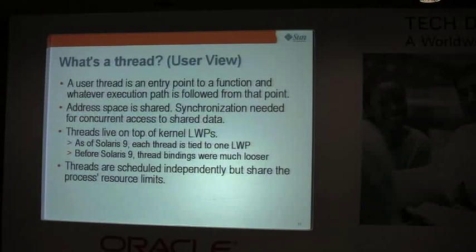The user thread is an entry point in a function, whatever execution path it's doing. So it's fairly straightforward. Threads live on top of kernel LWPs. In Solaris 9 and going forward, each LWP has its own kernel thread. Before, we had one-to-one and many-to-one mapping, so it was a little more flexible, but we thought it was a better model and it turned out to be a worse model, out of complexity.